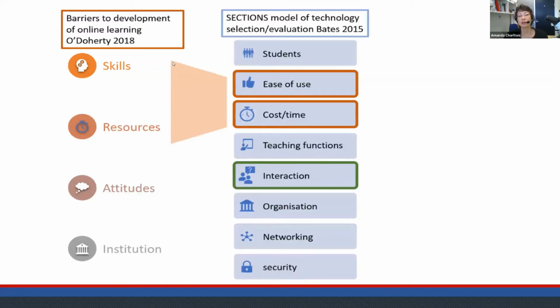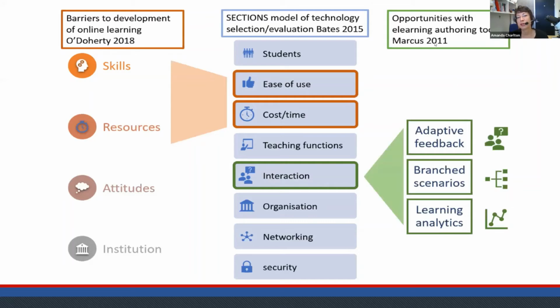Then I'm going to integrate just these 2. If we look at the SECTIONS model of technology evaluation, there are all of these elements here. I'm only going to focus on ease of use, cost and time, which map to the areas of barrier. But you know, e-learning has got good things about it as well. If we look at this interaction facet, opportunities with e-learning tools as enumerated by Marcus, including adaptive feedback, branch scenarios, and learner analytics, which are an affordance greater than we can get face-to-face. So I looked at these factors as well in my comparison.